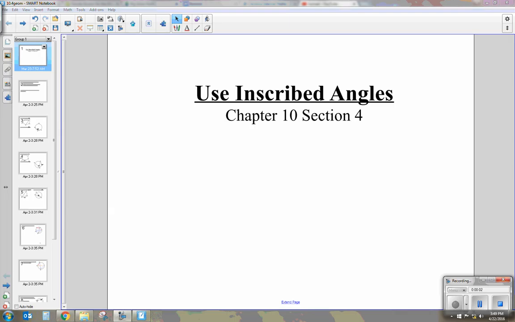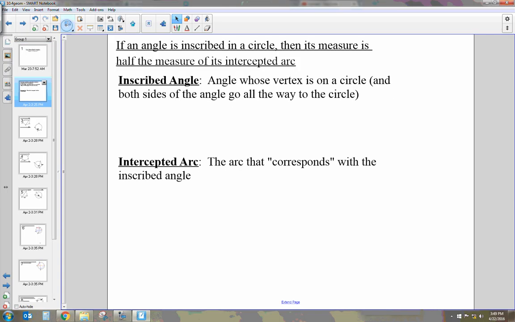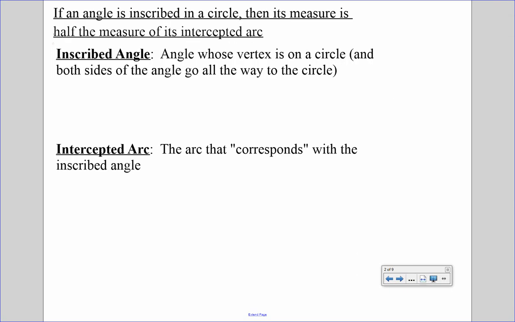Today I'm going to be talking about using inscribed angles. This is chapter 10, section 4. So first off, we have to talk about what an inscribed angle and an intercepted arc is. It says, if an angle is inscribed in a circle, then its measure is half the measure of its intercepted arc. All right? So let's talk about what an inscribed angle is.